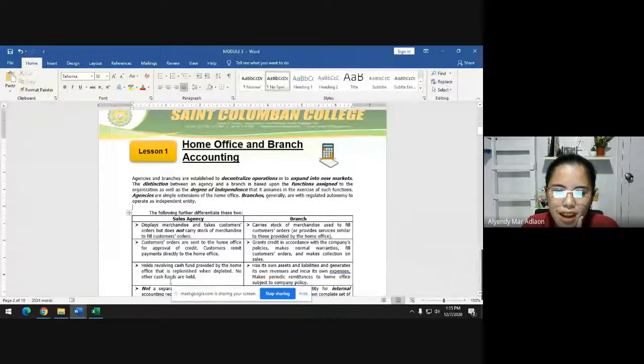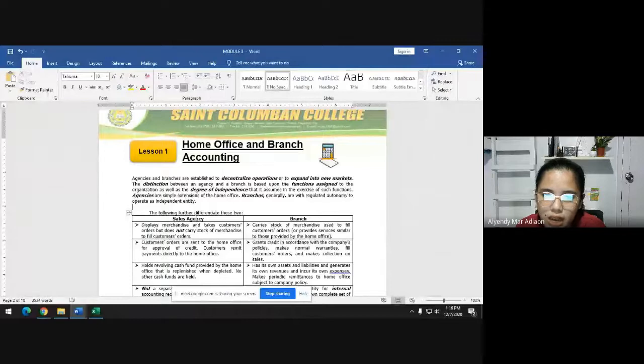Okay, so let's have home office and branch accounting. So what is this home office and branch accounting? So I know you're already familiar with mga branch sa mga companies, no? There are a lot of companies nga although their main office are in the big cities, for example, sa Manila, pero they extended branches, no? Diri sa mga provinces or other areas in the Philippines. So, in accounting, since related man silang duha, how do we account for a home office and its branch?